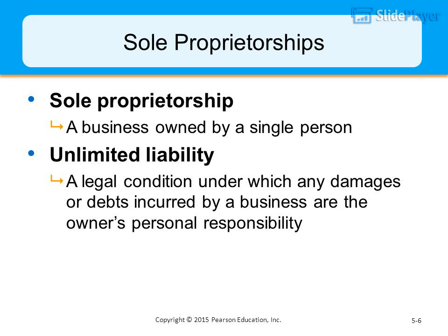Sole proprietorships. Sole proprietorship: a business owned by a single person. Unlimited liability: a legal condition under which any damages or debts incurred by a business are the owner's personal responsibility. A sole proprietorship is a business owned by one person, although it may have many employees.